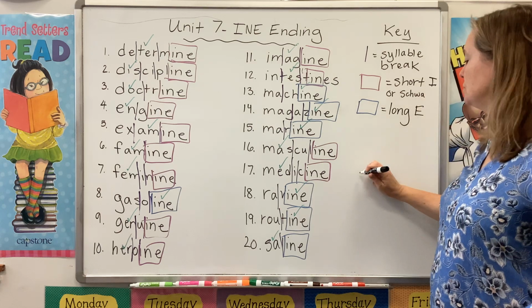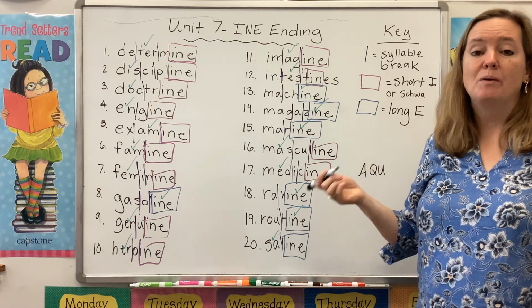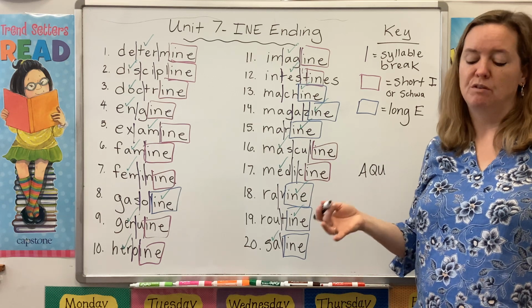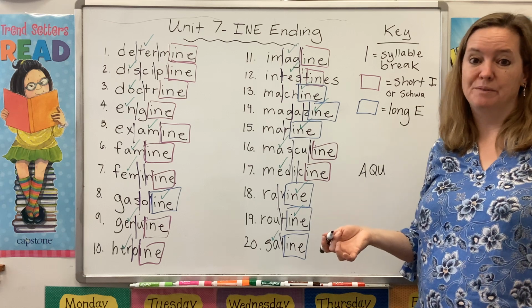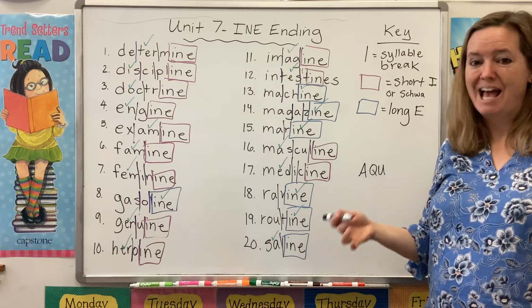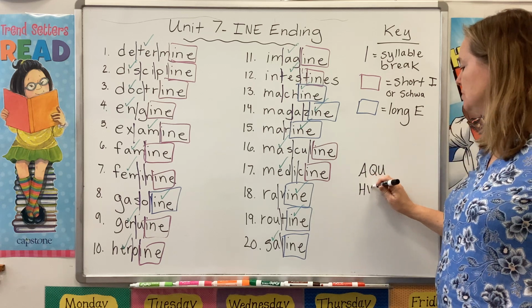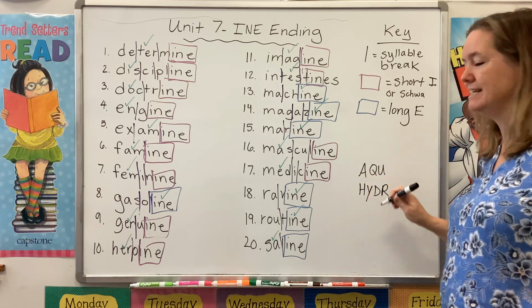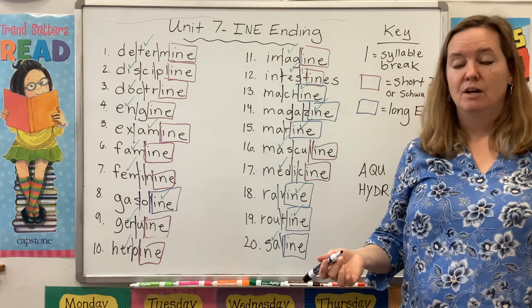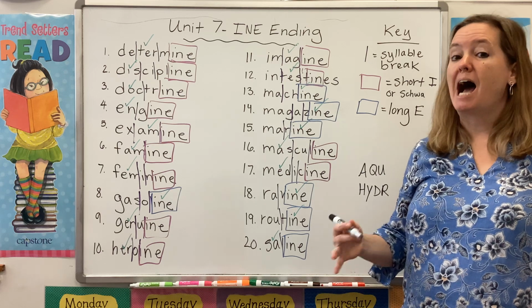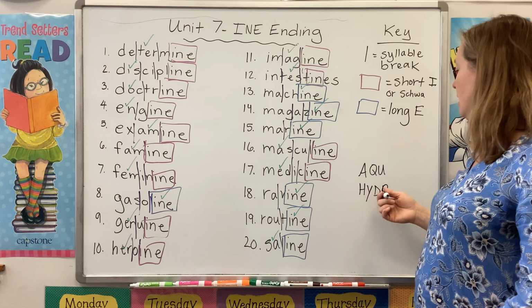So anytime you see a word that starts with AQU, you know it's going to come from the Latin root for water. For instance, aqua, aquamarine, aquarium, aqueduct, those all have to do with water. Anytime you see something that starts with HYDR, that is the Greek root for water, right? So hydrated, dehydrated. You'll see others, okay?